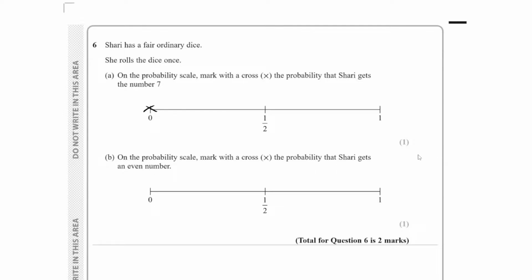Part B: on the probability scale, mark with a cross the probability that Sherry gets an even number. So think about a dice. We've just said it goes from 1 to 6: 1, 2, 3, 4, 5, 6. How many of those are even numbers? 2, 4, 6. Do you see how that's 3 out of 6, or in other words exactly half? Half of them are odd, half of them are even. So the chance of getting even is a half. So that's for 2 marks, that one.